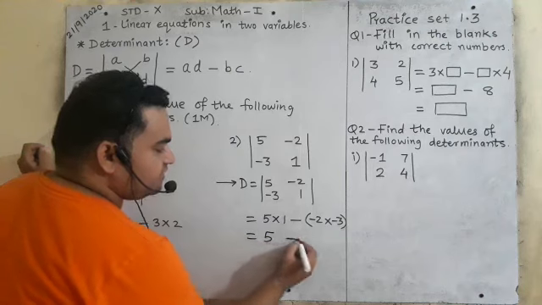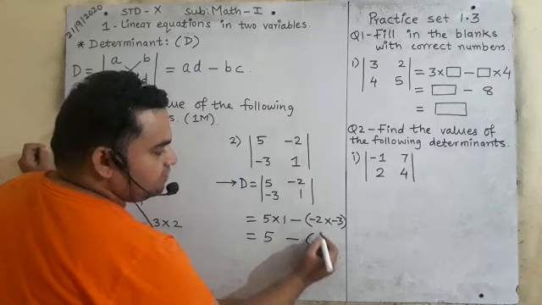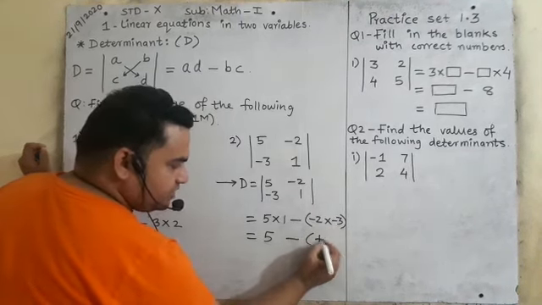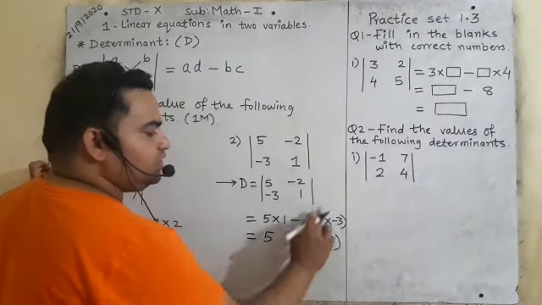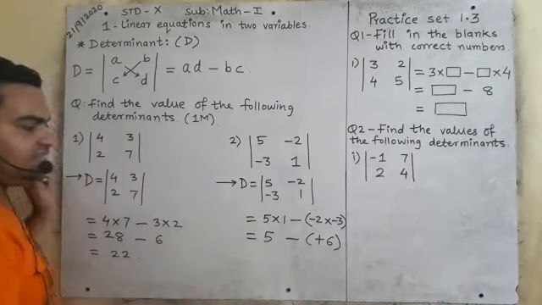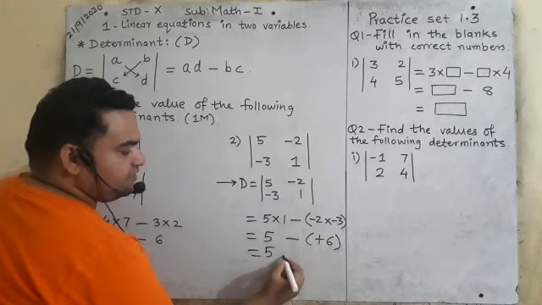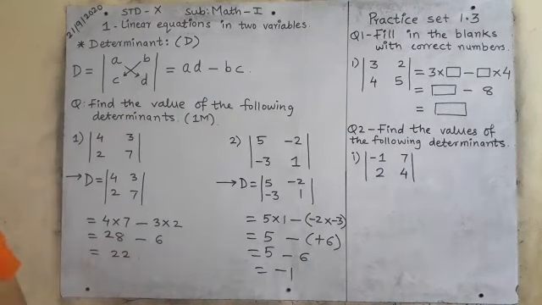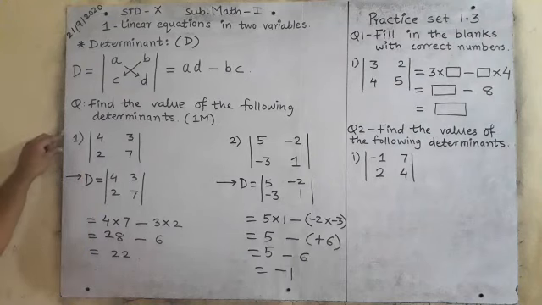5 ones are 5, this minus is of the formula. Now minus 2 multiplied by minus 3 is plus 6, positive 6. Is it clear? How? Minus multiplied by minus is plus, and 2 3s are 6. Now what will you write here? 5, this minus multiplied by plus will be minus 6. So what will your answer be? Your answer will be minus 1. Is it clear? So this is how we have to solve the given determinant.